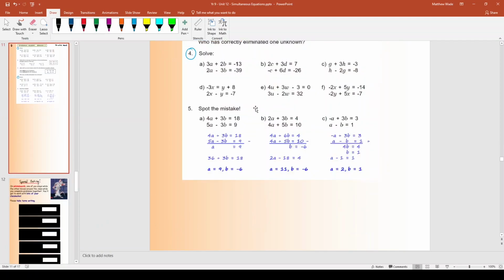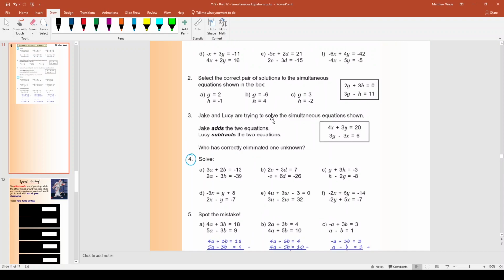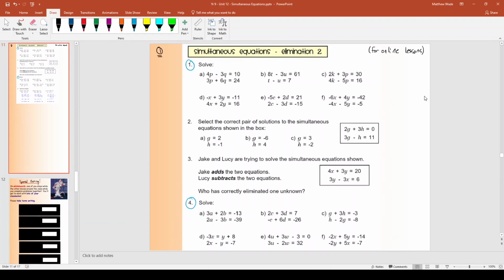And here's what I'm going to get you guys to do. And I'm really going to catch people out who didn't watch to the end of the video. I've attached this worksheet. It's simultaneous equations, elimination 2. But here's the thing. I only want you to do maybe 6 questions in total. So I'm going to write this down. Do 6 questions in total.